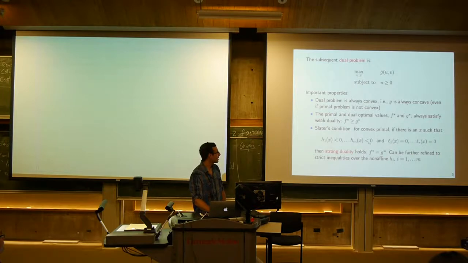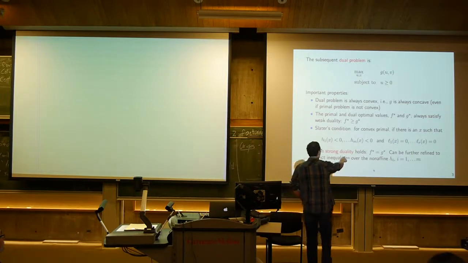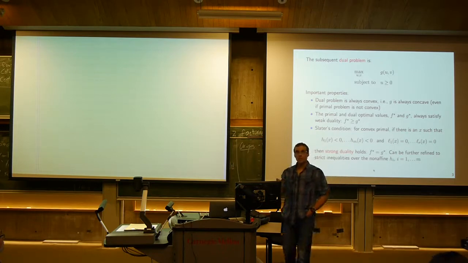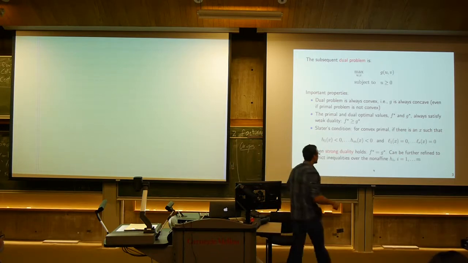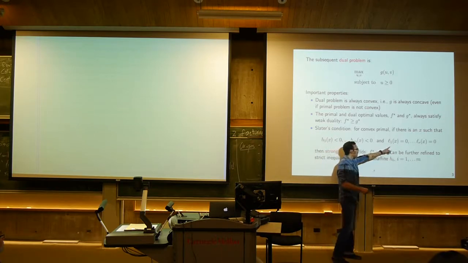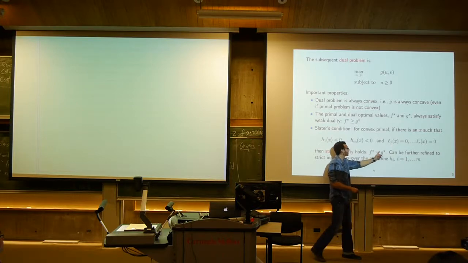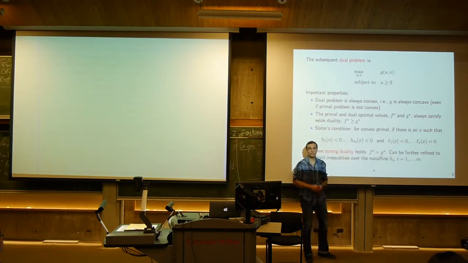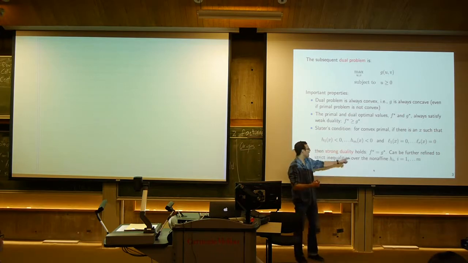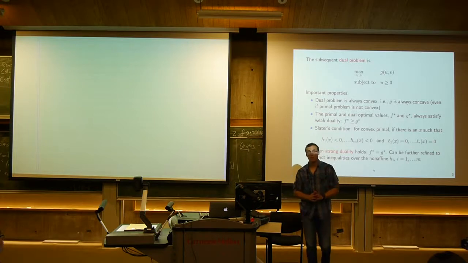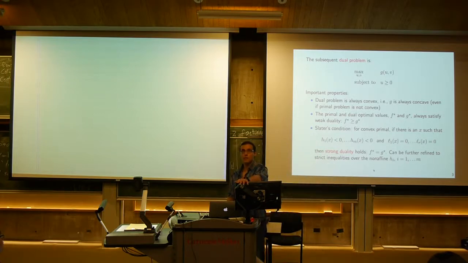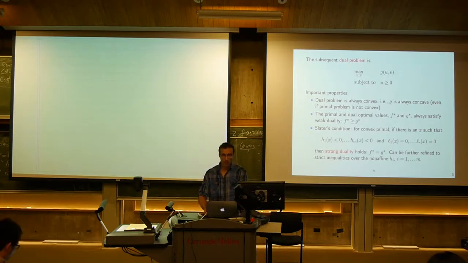Importantly, we can even only ask that these inequalities are strict over the non-affine constraint functions. So if you have affine constraints, all you need to do is find an x that satisfies all the equality constraints. These must be affine if the problem is convex. And it makes all the affine inequalities hold, not necessarily strictly, and all of the non-affine inequalities hold strictly. That's also a sufficient condition for strong duality, provided the primal problem is convex. Any questions about that?